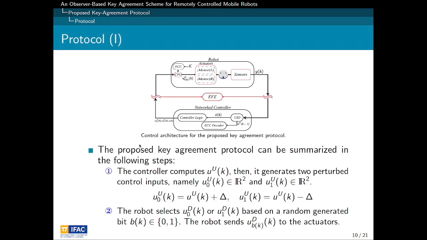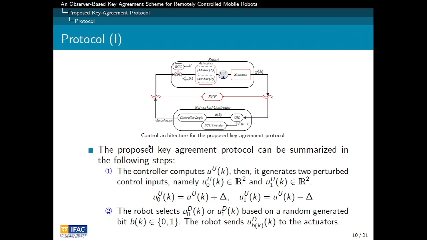In this slide, I'm going to explain our proposed protocol. The proposed key agreement protocol can be summarized into the following items. First of all, the controller computes the control input UK, and then by using the control input, it generates two perturbed control inputs. We call them U0 and U1. The controller can compute U0 and U1 by adding and subtracting a constant value to the original control input.